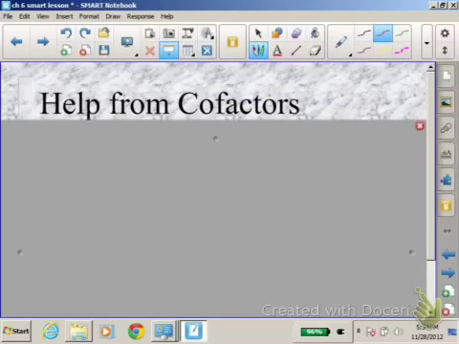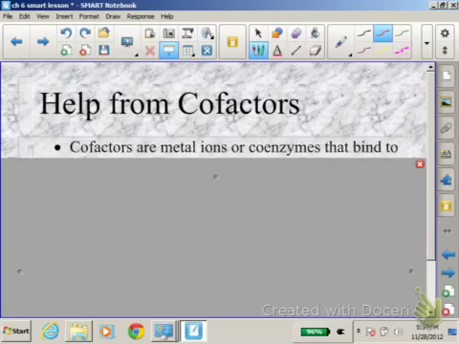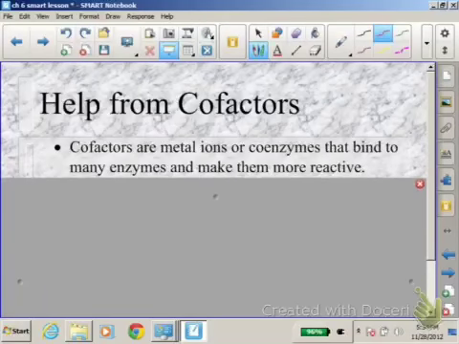There's a term here called cofactors. Remember, co means both, and usually co means that you're going to work together to do something. So cofactors are things that actually help enzymes. It says cofactors are metal ions or coenzymes that bind to many enzymes and make them more reactive. So they actually help enzymes work better than they would without them. Okay, so that's number 23.